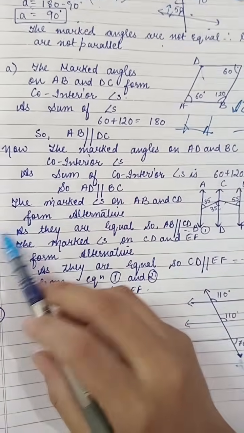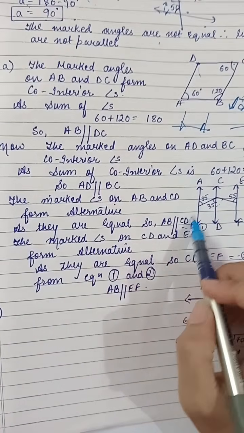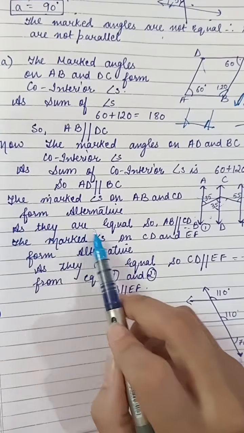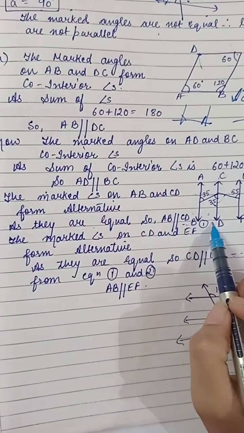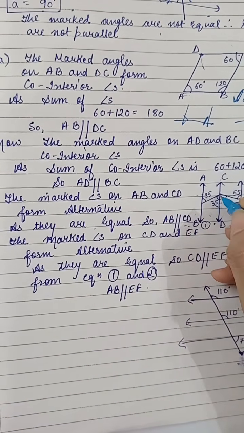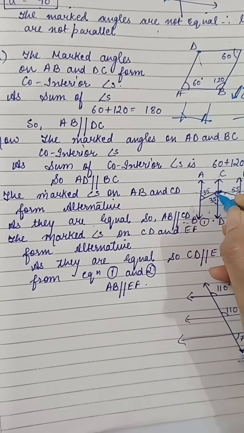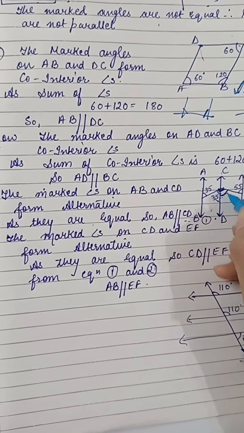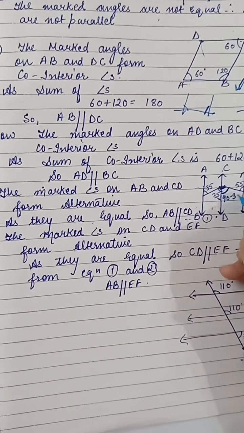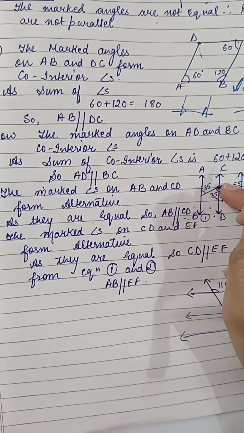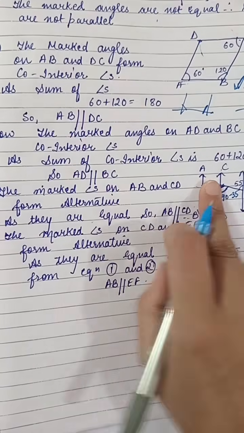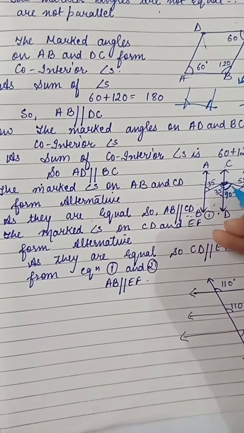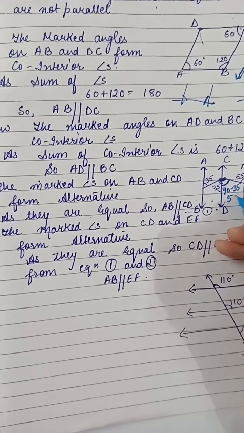Got it? Coming to the next one, the marked angles on AB and CD. They are alternate and they are equal also. As they are equal, AB is parallel to CD. Coming to the next, see this complete angle is 90 and above this line is 35. What will be the next part? 90 minus 35, correct? This is 90. From 90 we are going to subtract this part, that is 35. I will get 90 minus 35, that is 55.